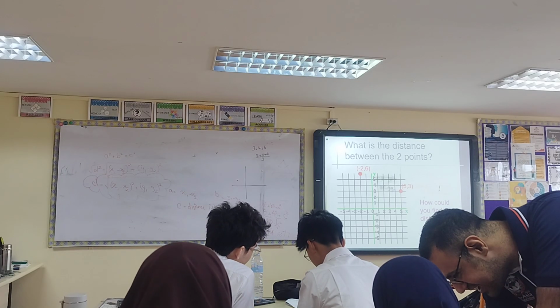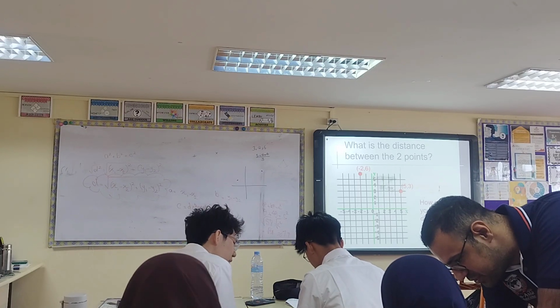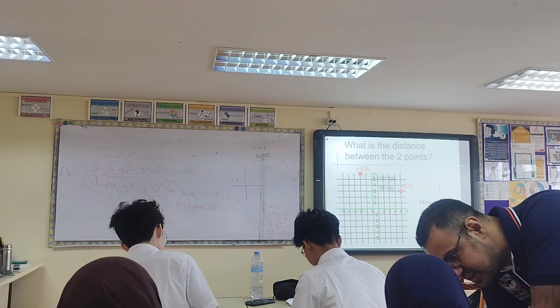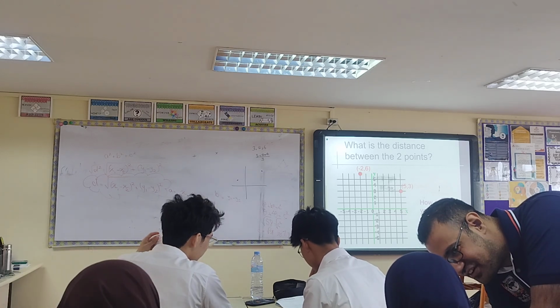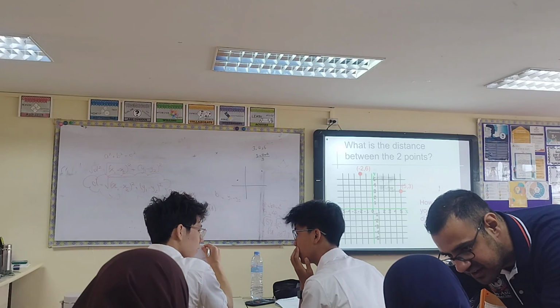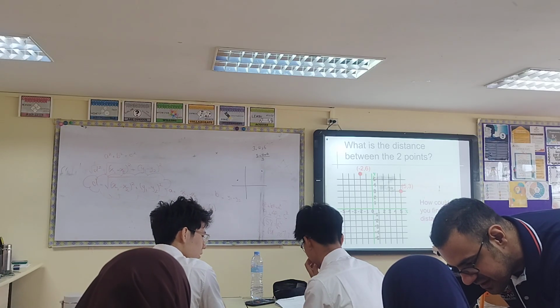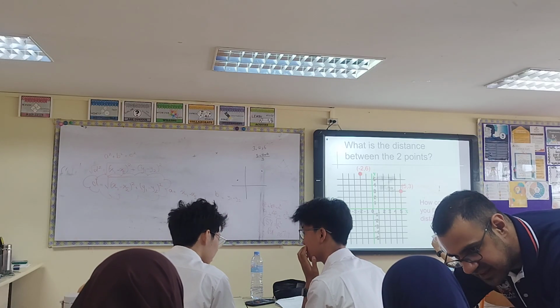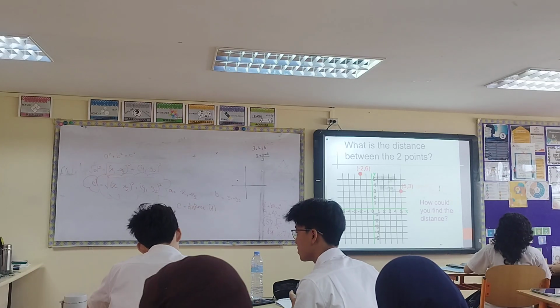9, not 2, 9, not 2. Here and here together. Here and here together. So you write negative 9 minus 12.